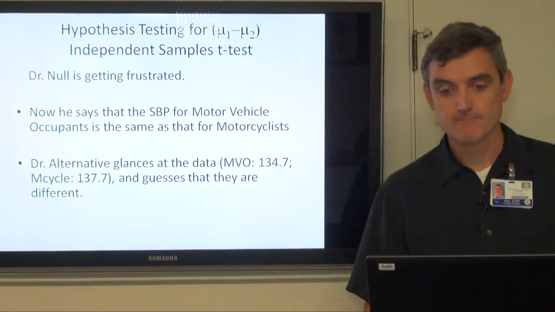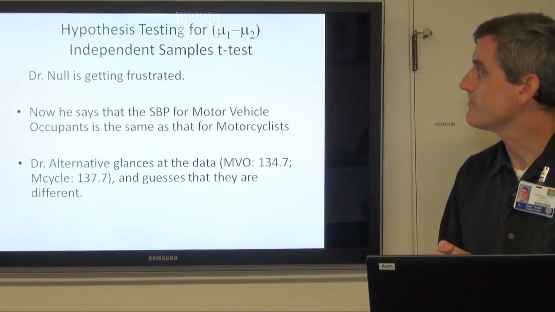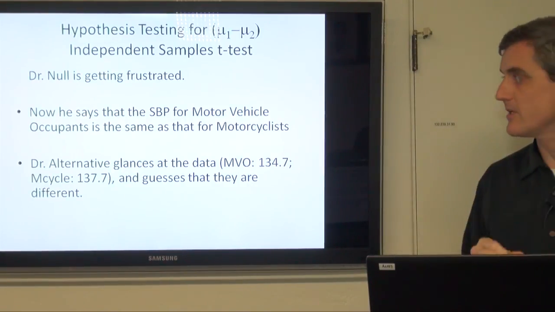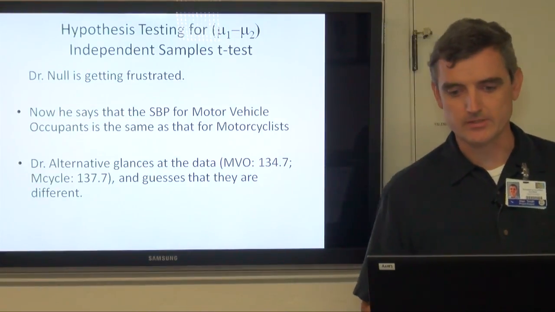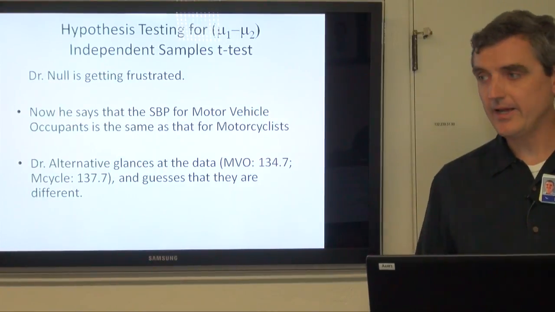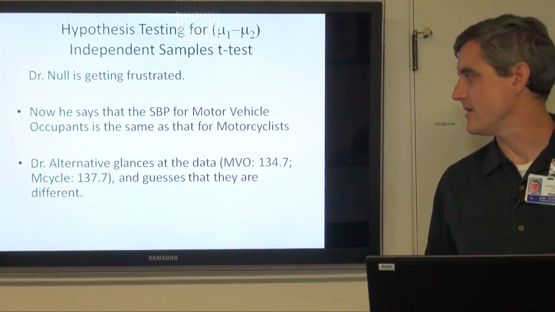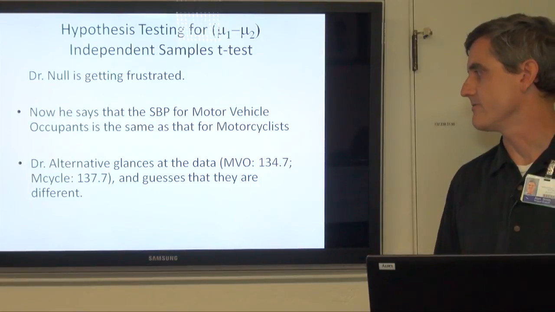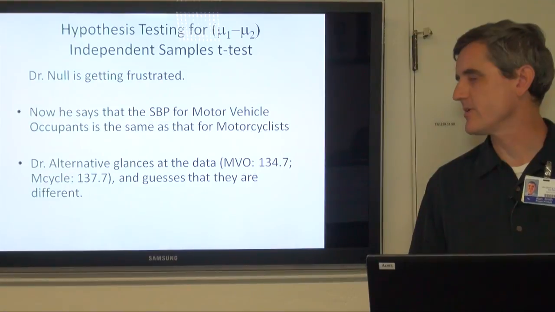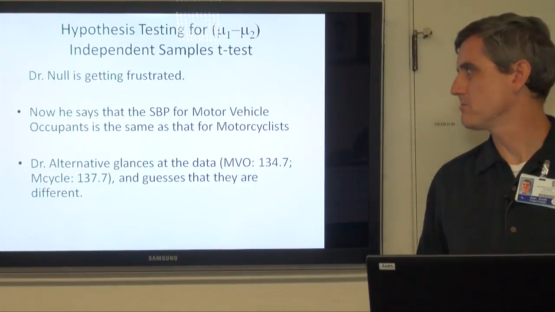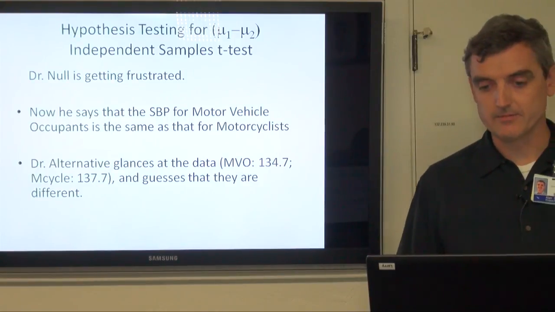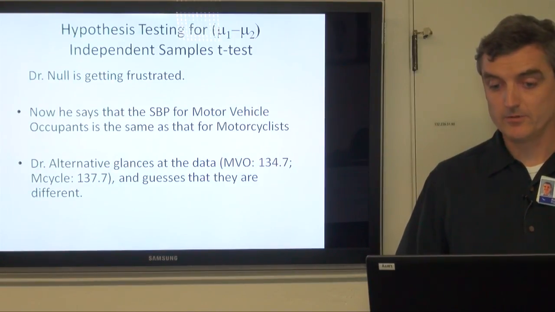All right. So now I felt sorry for Dr. Null. And so he starts talking about blood pressure for motor vehicle occupants and motorcyclists. And we see that, okay, motor vehicle occupants have a mean blood pressure of 134.7. Motorcyclists have 137.7. So we figure, all right, let's test that hypothesis that there may actually be a difference there, or there might not.